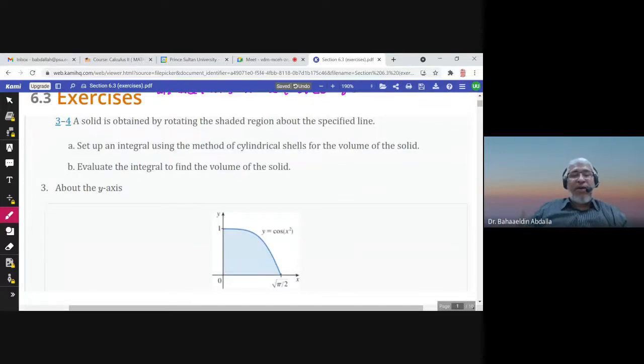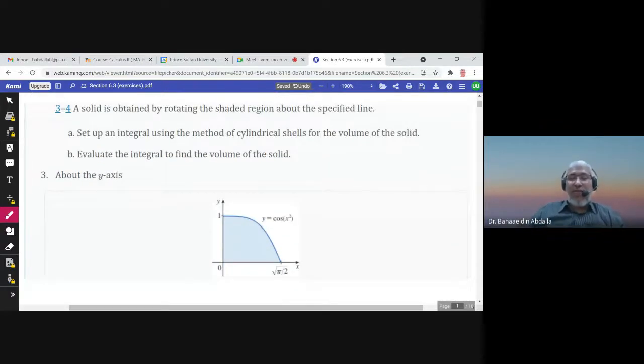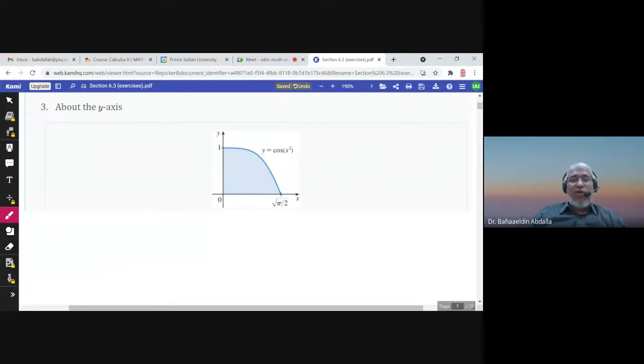So this is an exercise. We have this graph. Set up an integral using the method of cylindrical shells for the volume of this solid. We need to rotate about the y-axis. So we choose a rectangle parallel to the y-axis. The width of the rectangle is delta x, so the integral would be with respect to x. X runs from 0 to square root of pi over 2. This is part A, okay?